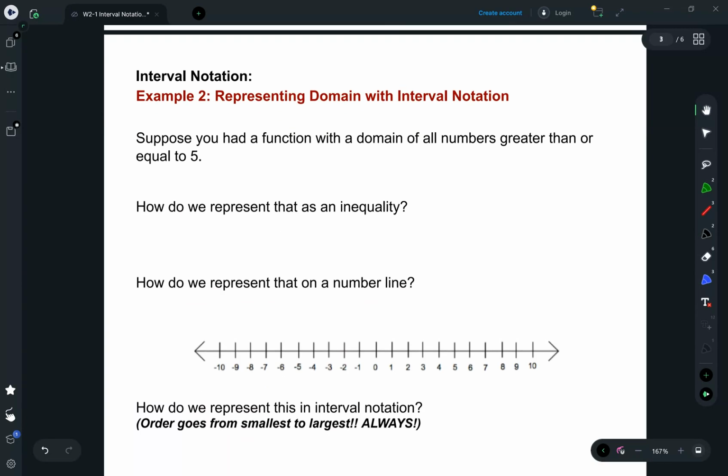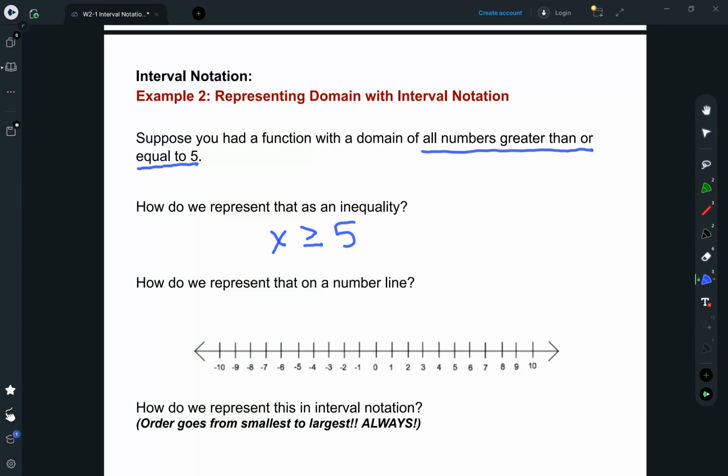Let's suppose we have a function, and in the function, the domain is all numbers greater than or equal to 5. So how would we represent this as an inequality? We would just say x is greater than or equal to 5. All right? So writing that as an inequality. How would we represent that on a number line?